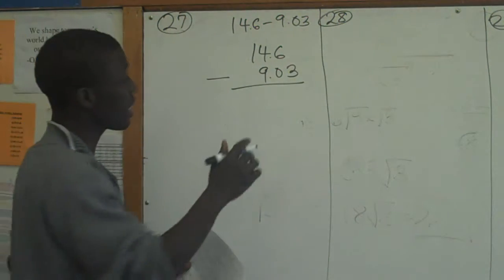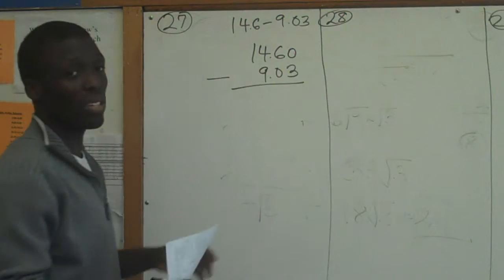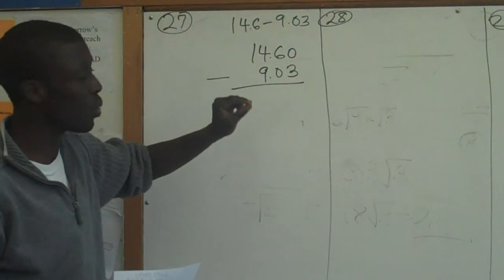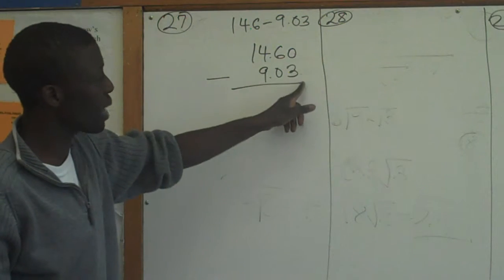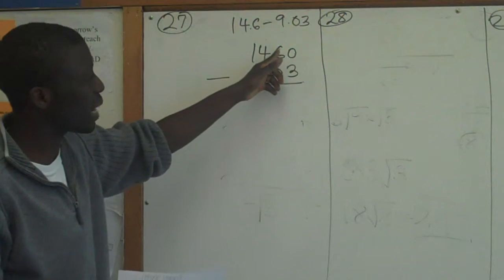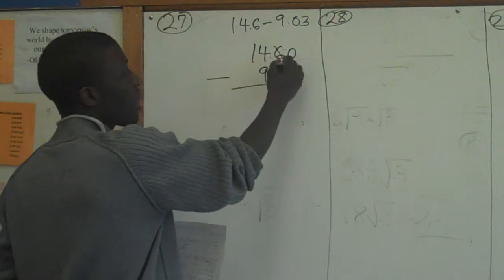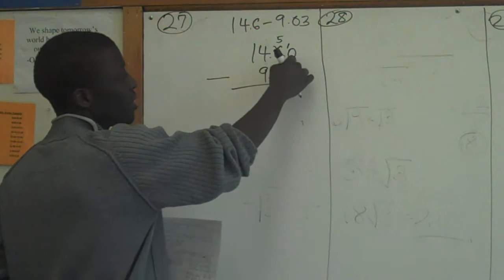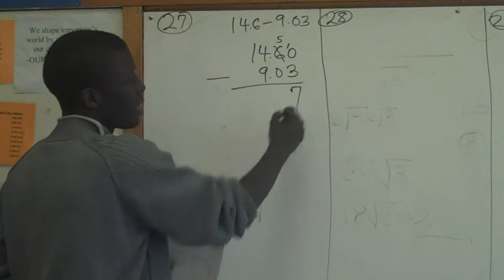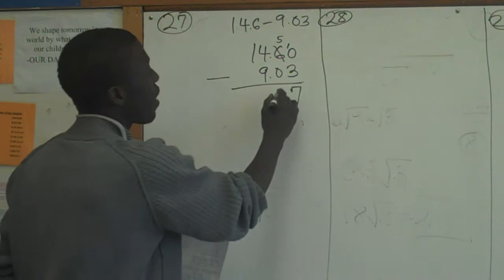14.6 is the same thing as 14.60. And so that 0 is the key component of this question. Because now you look at 0 minus 3, you can't do that. So you have to take 1 from 6. So this now becomes a 5, and then we have a 10. So 10 minus 3 is 7. 5 minus 0 is 5.